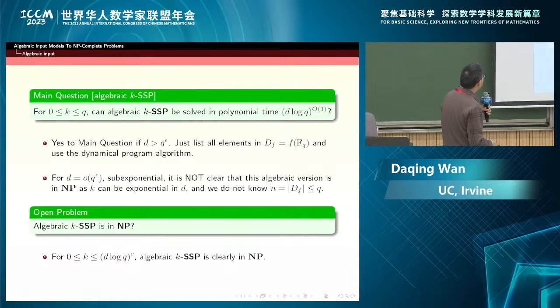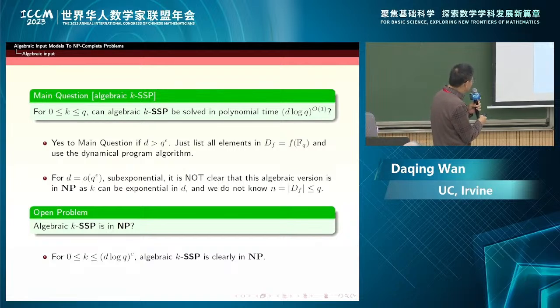Now the algebraic version: our problem is, given a k between 0 and q, can the algebraic k-subset sum problem be solved in polynomial time in d log q, not n log q? Now again, what can we prove? If d is very big, that means we're given more time, so it becomes easier. If d is big, we just list all the elements, reduce to the classical dense input model, and use the dynamic programming algorithm. This gives polynomial time because we can write all the elements, which are at most q elements, but because d is q to the epsilon, q is polynomial in d. Therefore, it is a polynomial time algorithm. So if d is big, it's just like the classical case where if n is big, the dynamic programming algorithm gives you a polynomial time algorithm.